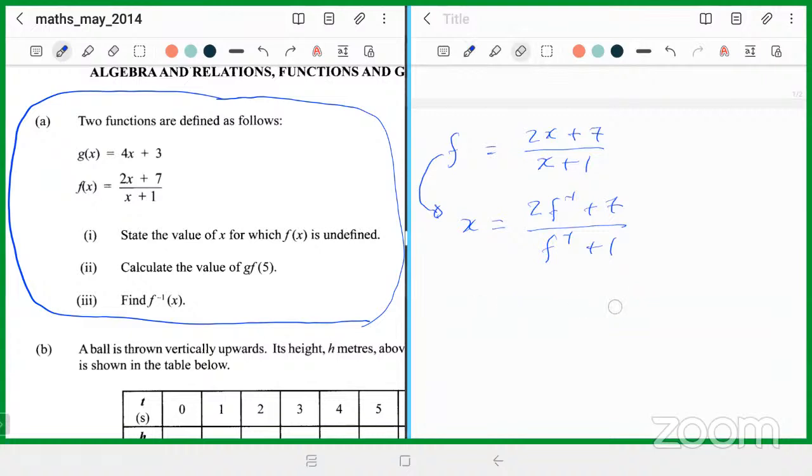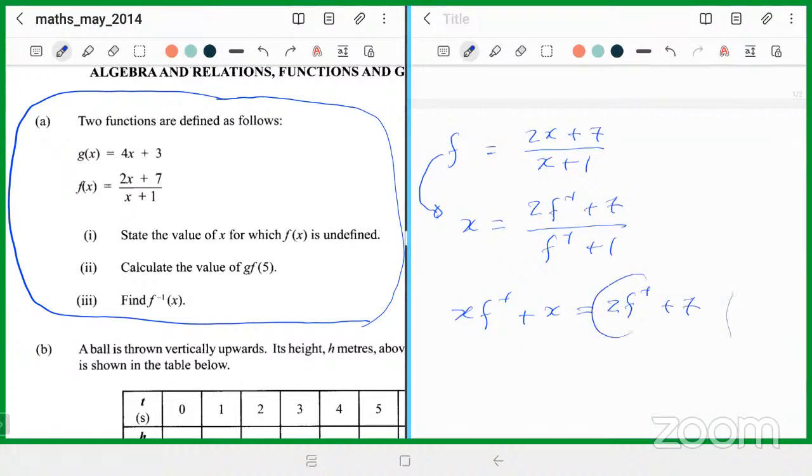Okay, we have to expand it out into separate terms and group f to the minus 1 on one side. So the first step is to multiply the denominator across to expand it out into separate terms. So it becomes x times f to the minus 1 plus x times 1, which is x. This times this first, and then this times that. And all of that is equal to the numerator, which is 2f to the minus 1 plus 7.